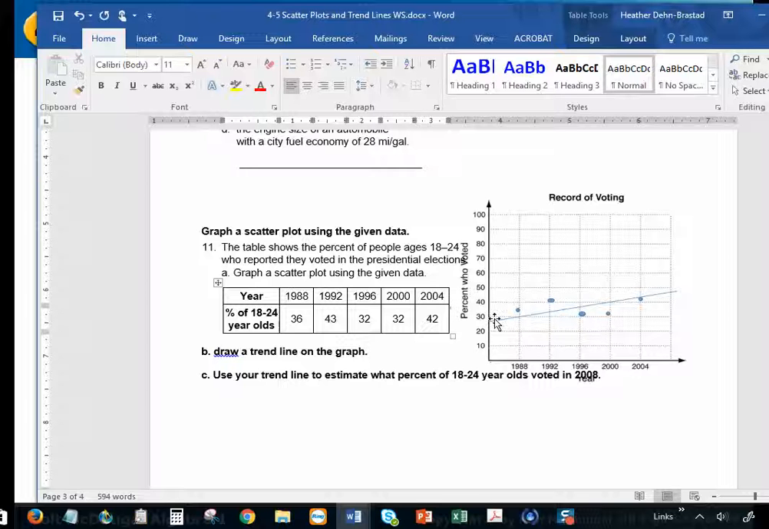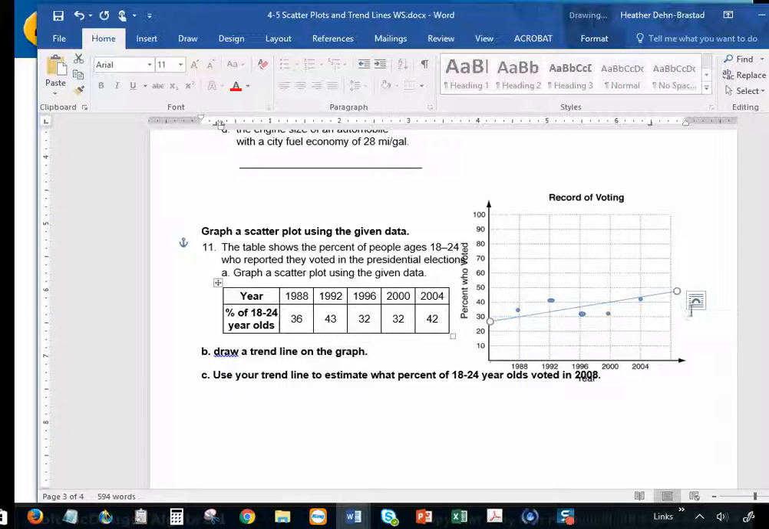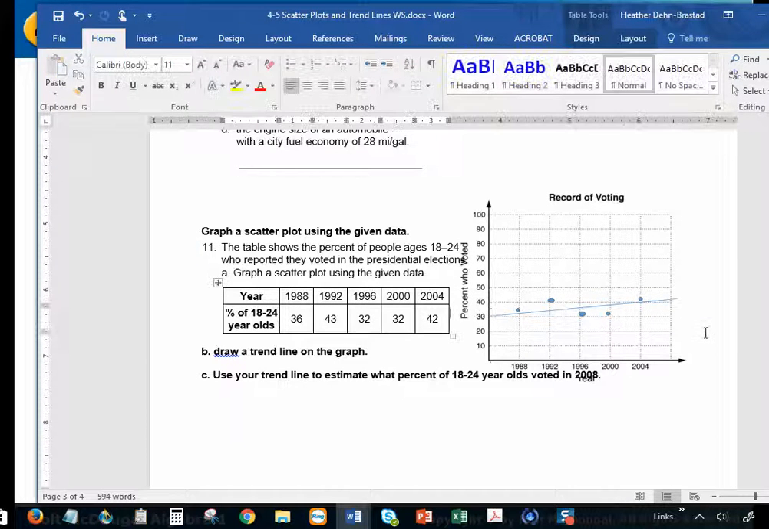Now, if your trend line was shallower, let me see if I can move it a little bit. Maybe your trend line was more like this. Maybe you got an answer more like 42 or 43%. So what your answer for C is kind of depends on your trend line and how you drew it. Now, there are statistical methods to find the exact, it's called a regression line or line of best fit, and you will look at those methods a little bit later this year and also in Algebra 2 and in statistics.